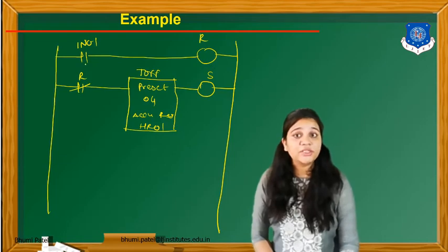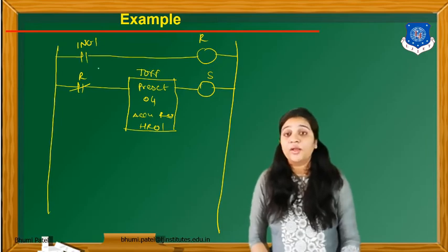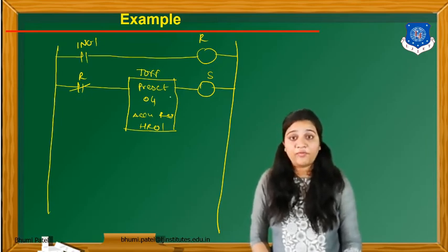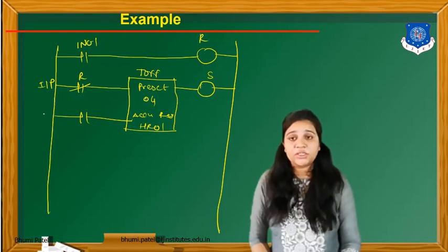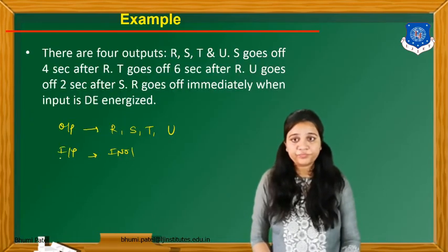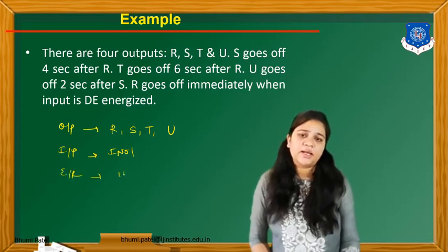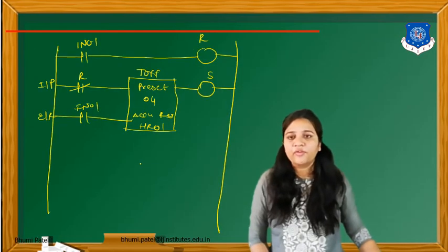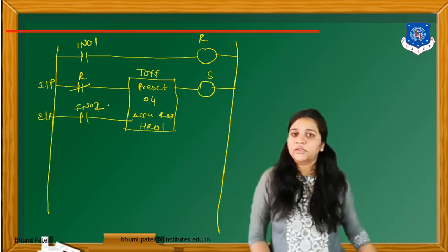Here when the input is de-energized, R goes off. So input is energized, R will be on. Whenever the R will be on, after 4 seconds we can get the S output. So we can take two inputs compulsorily for the T off timer. First is the R and second is the enable or reset. Here we have to mention input IN01. So we can take enable or reset as IN02. Okay, so you have to modify here IN02. Okay, this is the condition for the S.